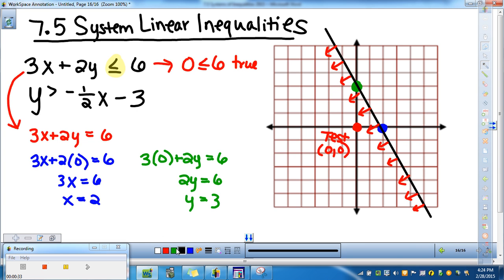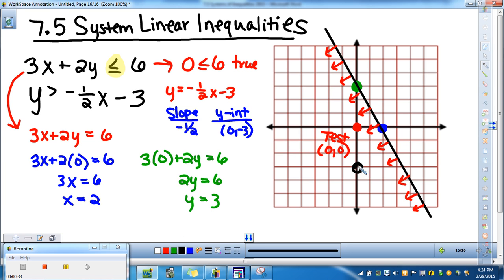For the other inequality, again, we will start with that boundary line. That will be y equals -1/2 x minus 3. Here we can use the fact that the slope is -1/2 and the y-intercept is -3.